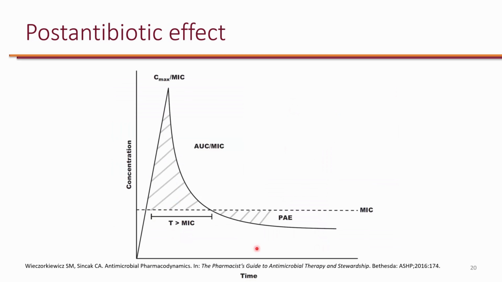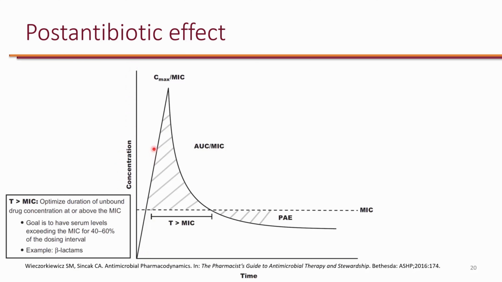In this picture, we're looking at the concentration time curve. On the horizontal axis, we're looking at time, and on the vertical axis, we're looking at concentration. The time above MIC, which is used for time-dependent antibiotics, primarily beta-lactams, is the pharmacodynamic parameter for beta-lactams. And we like to target a time above MIC of 40 to 60% of the dosing interval.